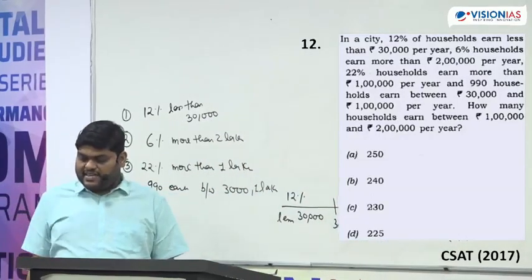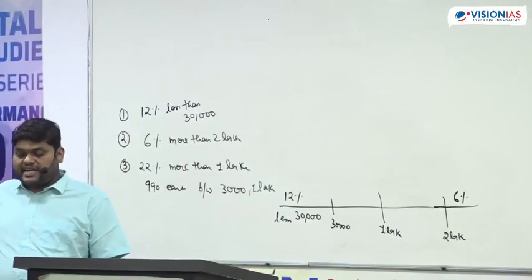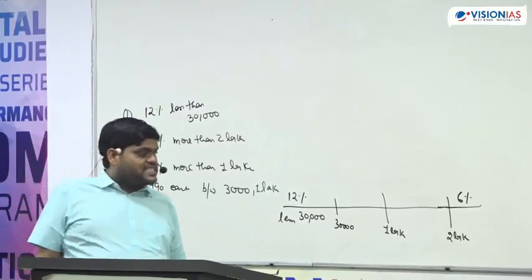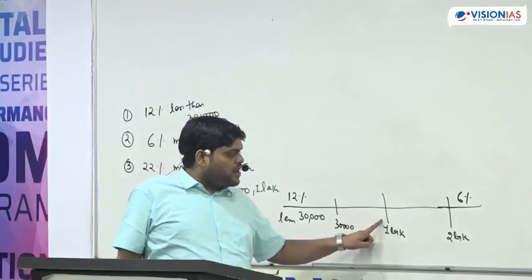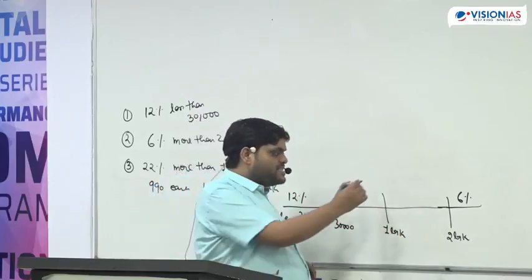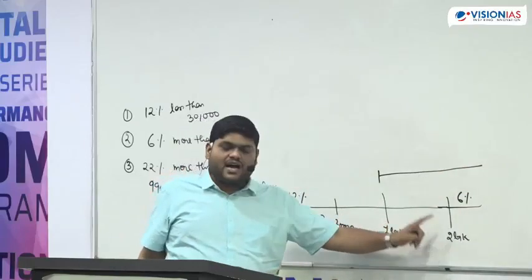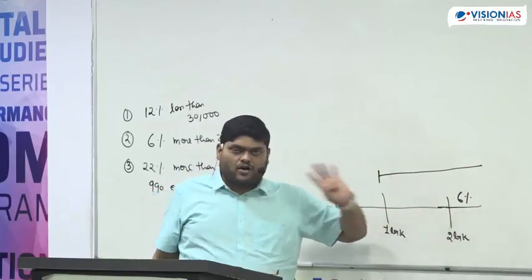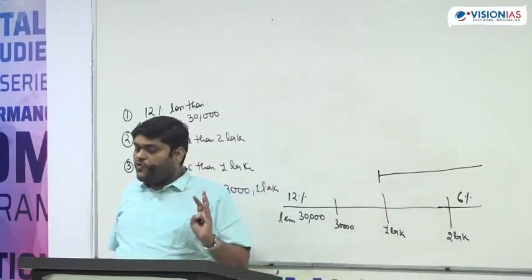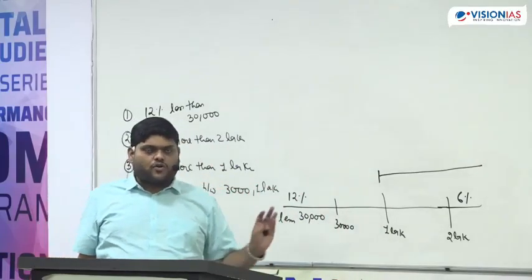Now the third one is 22% of households earn more than 1 lakh per year. Now this is a confusing one. Why confusing? They are not saying between 1 lakh and 2 lakh. They are saying more than 1 lakh. That means this will cover everything. This will cover 1 lakh to 2 lakh as well as more than 2 lakh also, because they are not saying in between 1 and 2 lakh. This is the only statement which is confusing in the whole scenario.